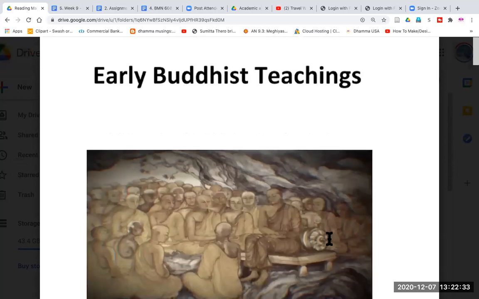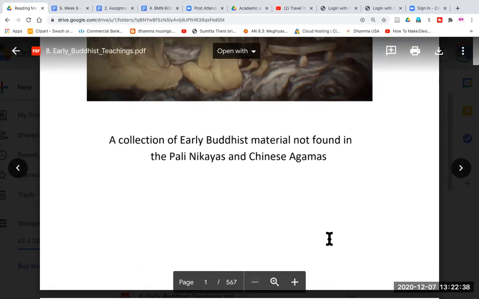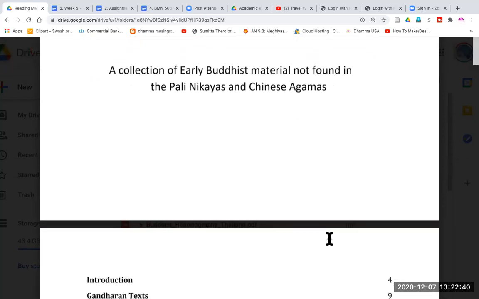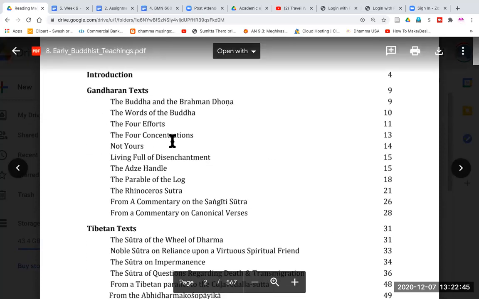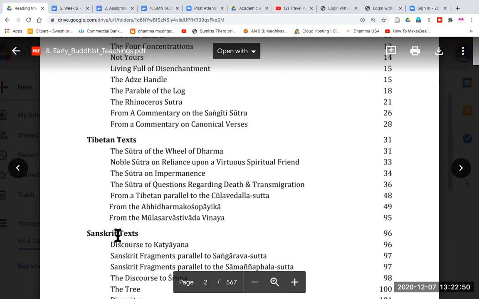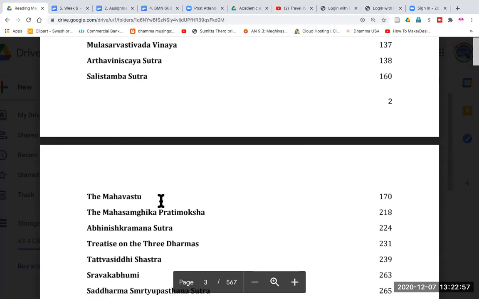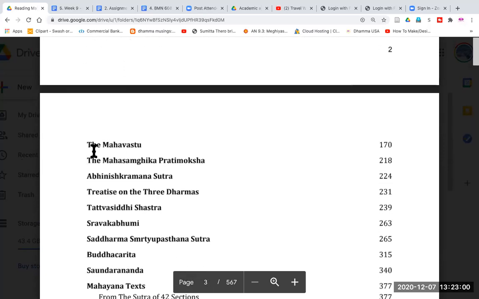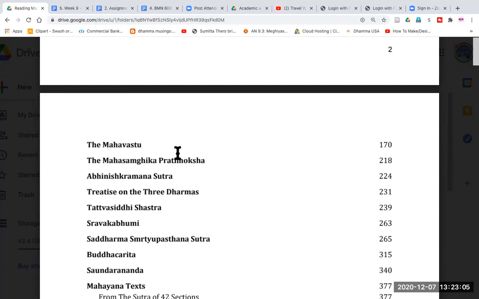And this again is another book on early Buddhist teaching. Collection of early Buddhist material not found in the Pali Nikayas and Chinese Agamas. So very, very cool. Gandhara text, okay, and Tibetan text and Sanskrit text. Again, Mula Sarvastivada Vinaya. Oh, wow, this is a pretty useful one too. Mahavastu, Mahasanghika, Pratimoksha. Pratimoksha is the code of conduct, what we call Vinaya.